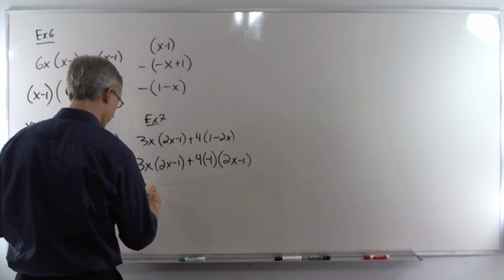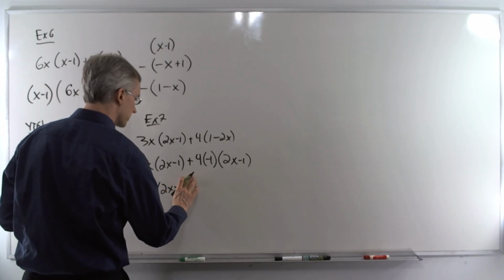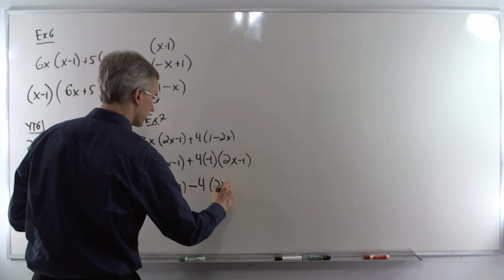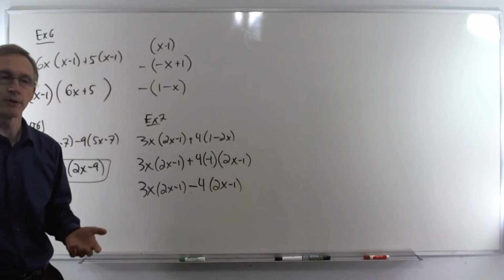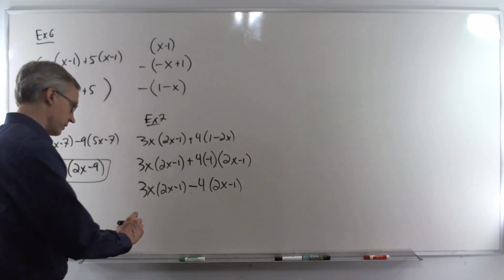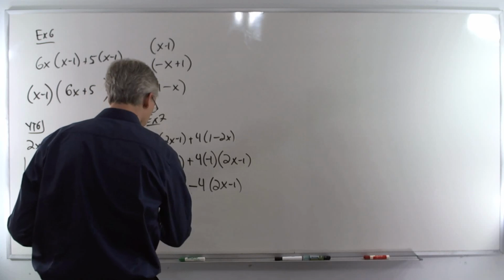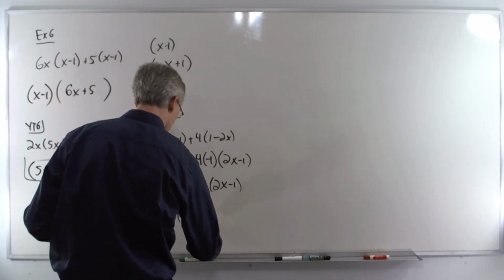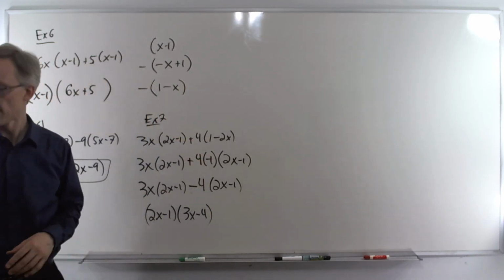so it's going to turn this into subtraction. So we got 3x times (2x minus 1), minus 4 times (2x minus 1). Now we have matching binomials, so now we can factor them out. So I'm going to factor out 2x minus 1, leaving behind 3x minus 4. And there's a factored form. So without flipping that binomial, we would not have been able to factor it.